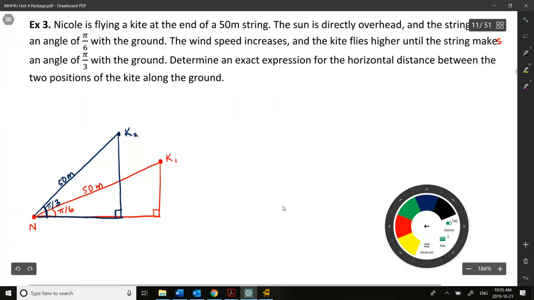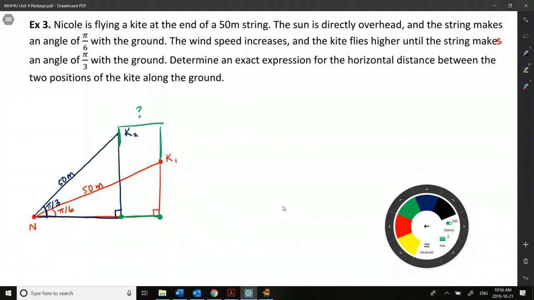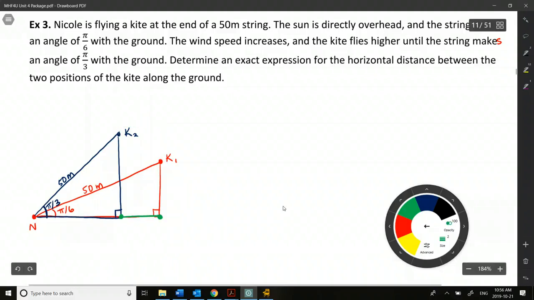Okay, here's the question. I want to know the difference between the horizontal position of where the kite's position is versus that position. So I'm really interested in how this horizontal position has changed. If I could find the length of this little green section right here, I'm finding essentially the horizontal distance between those 2 positions of the kite, right? This is really what I'm interested in. How far apart did they move horizontally? So I'm going to call that, let's say, x. That's what we're looking for, the distance between those 2 things.